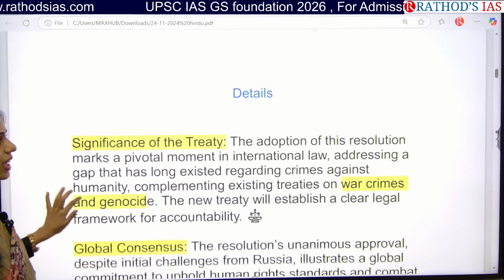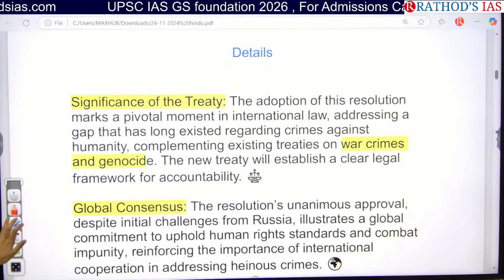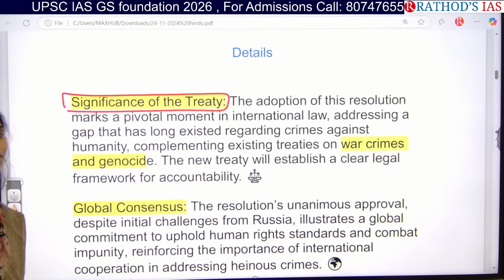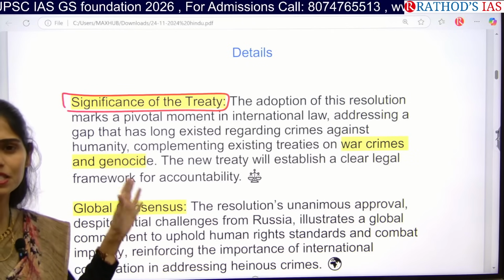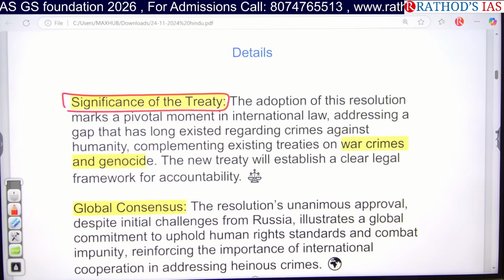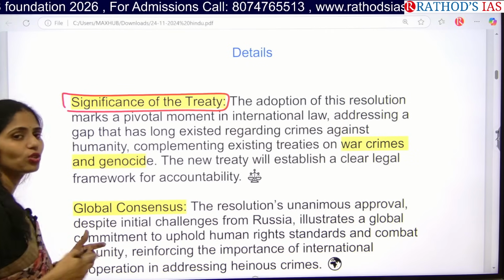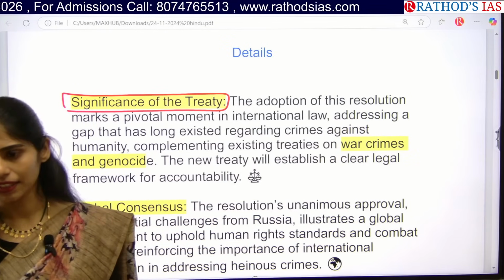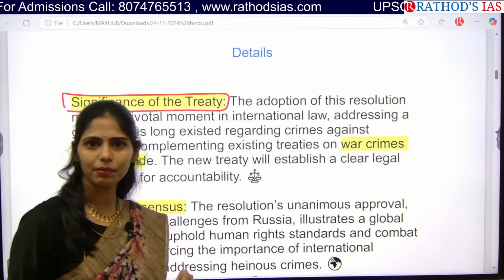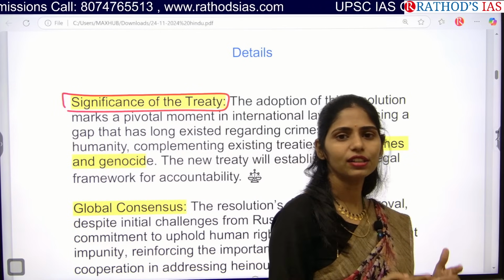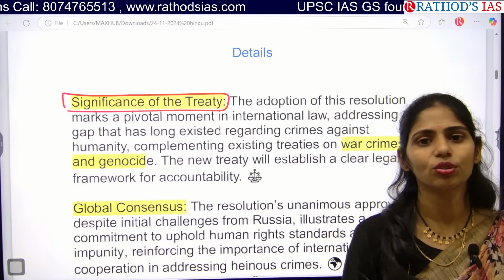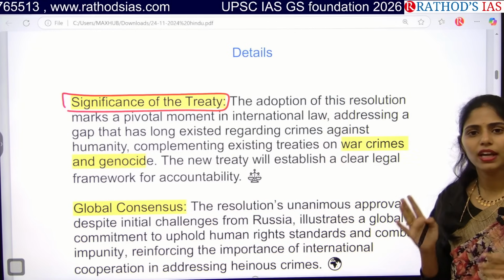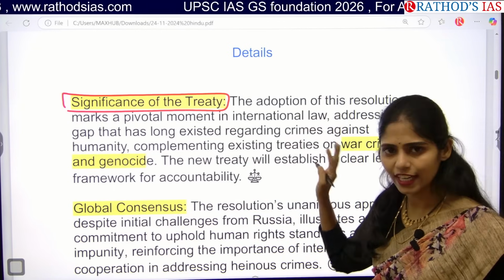Okay, now let us see the key points that you have to remember. First, you have to understand the significance of this treaty. Whenever we come up with these kinds of treaties, especially against crimes against humanity, it will be helpful for ensuring people's standard of living and ensuring life with dignity, because Article 21 is a fundamental right. Article 21 says that everyone has the right to live, as well as the right to live with personal liberty. That can be ensured to everyone if we have this kind of treaty.